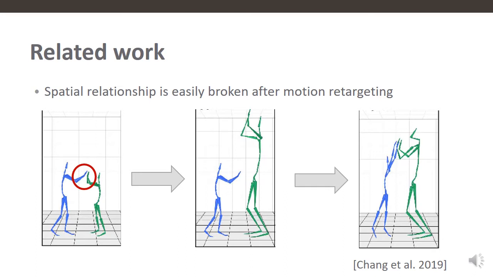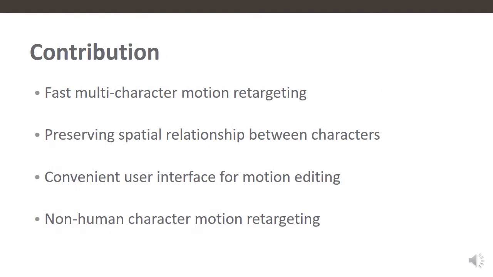There are few previous works for two-character motion retargeting that preserve spatial relations between characters. Our method allows greater flexibility of multi-character motion retargeting compared to previous works. So we present a novel multi-character motion retargeting method that preserves various types of spatial relationships between characters and environments. A substantial performance gain is obtained during the retargeting process.